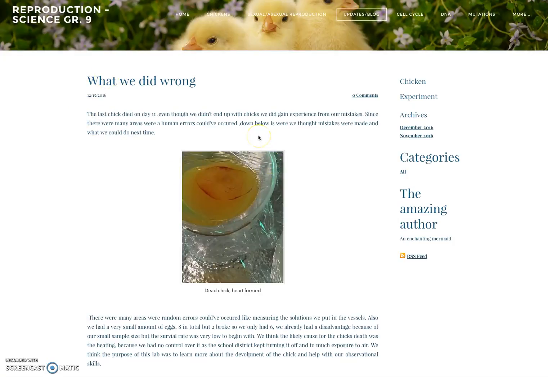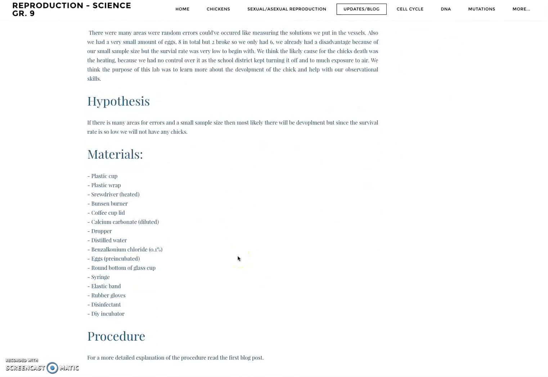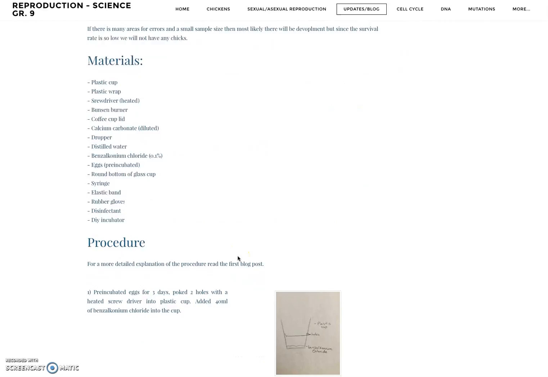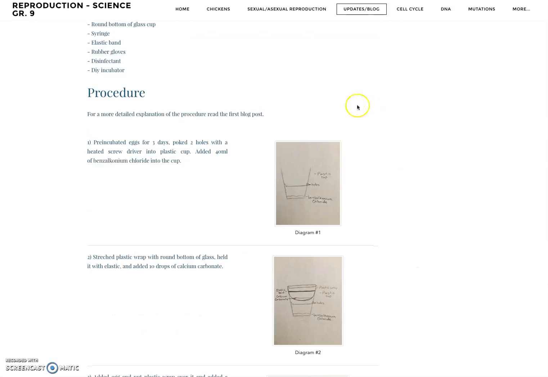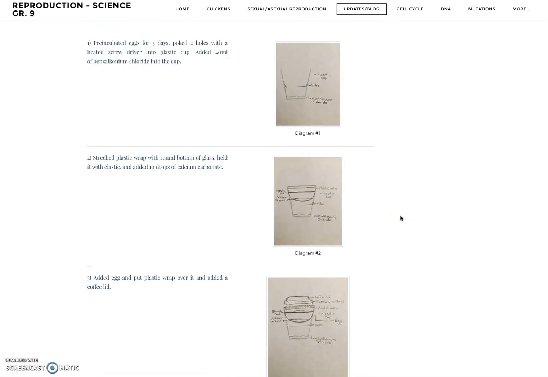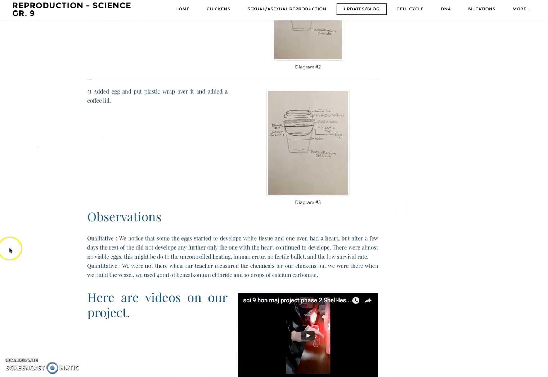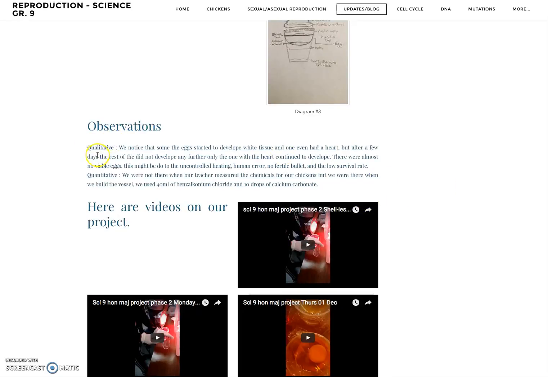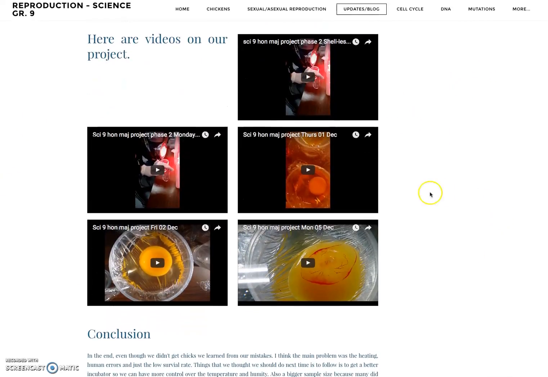First, it talks about some errors that occurred during this project, and then the hypothesis, materials, and the procedure that we used, which is a bit different from the lab report again. And then it has some pictures of the culture vessels that we used for the experiment, and some observations that we had with qualitative and quantitative data. And then there's just some videos that we used for our project that our teacher recorded. One of them has a video of the heart beating in the egg, so that's pretty cool.